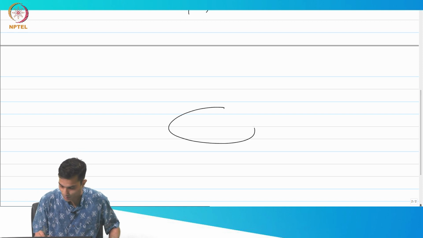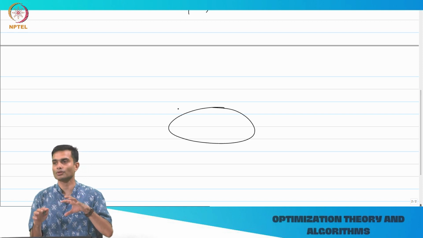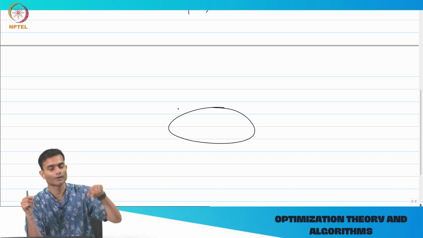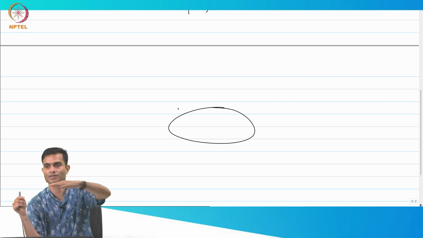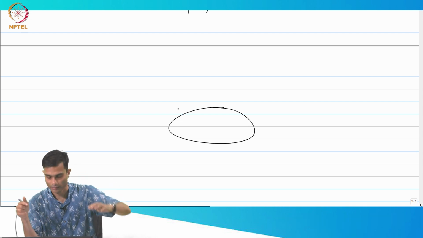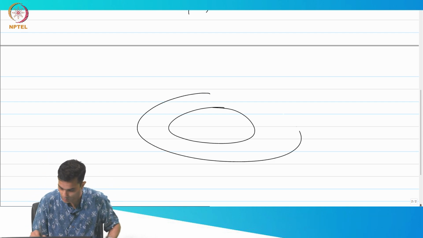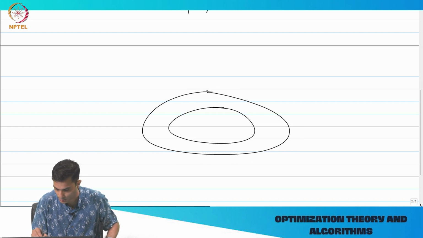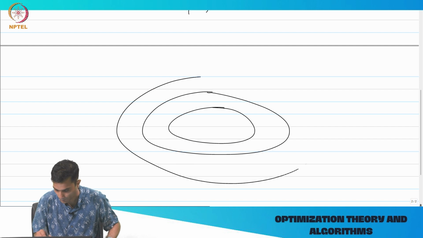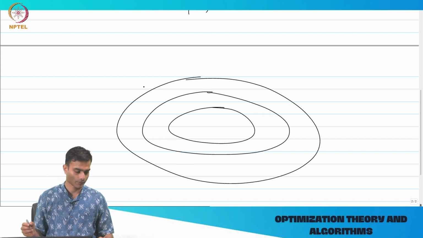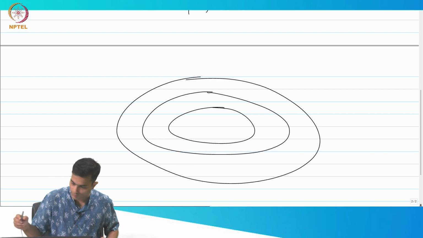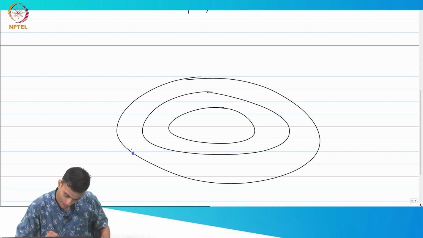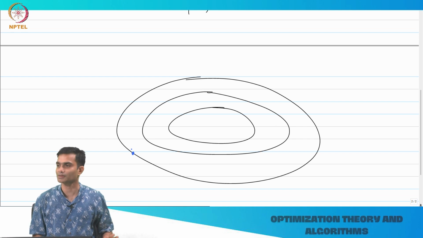So what I am drawing are the contours of the function. So what are contours? Lines on which the function value is the same. So think of them as cross sections of a hill, right? So this is one, this is one. So I am trying to draw something elliptical. Okay. And let us say I start at this point. This is my starting point.